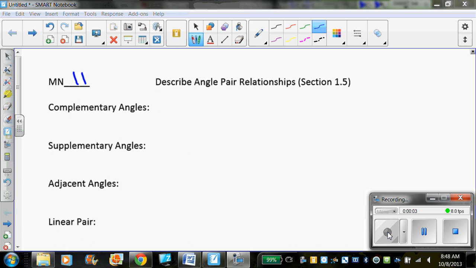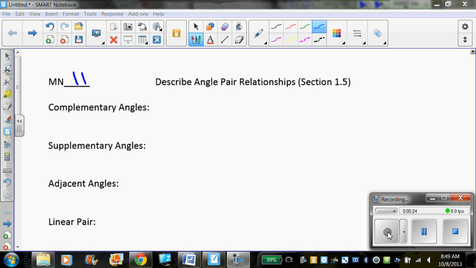Welcome, ladies and gentlemen, to your MN11 notes where we're going to describe angle pair relationships. This is section 1.5 in your textbook. We have 5 key words here at the beginning of your note guide. These words are extremely important in geometry and in any upper level math class beyond geometry.